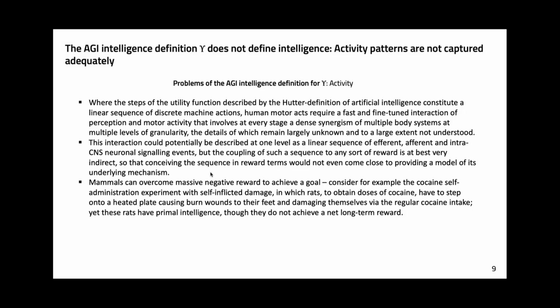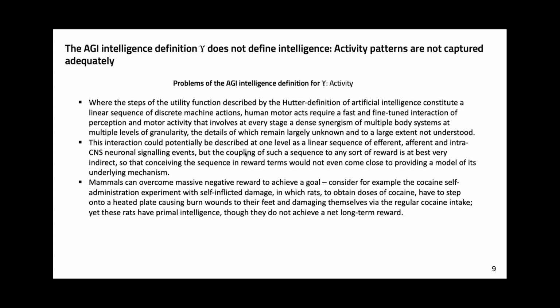And so because we have no models for it, we cannot do it in a computer. And so the activities that happen in real environments are much more complicated than this linear sequence of steps. And the interaction between sensory and motory activity could potentially be described as a linear sequence of afferent and intra-CNS neuronal signal events, but the coupling of such a sequence to any sort of reward is very indirect.